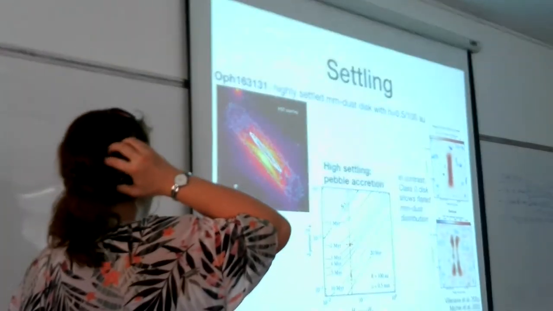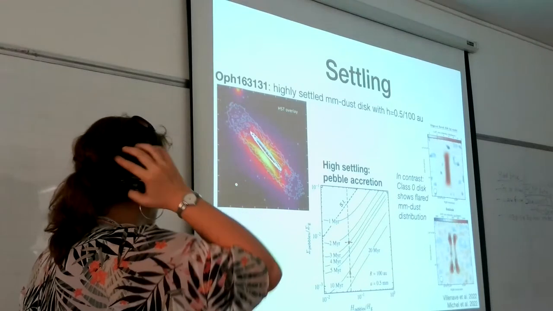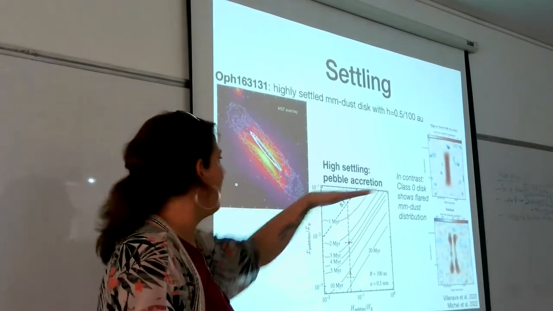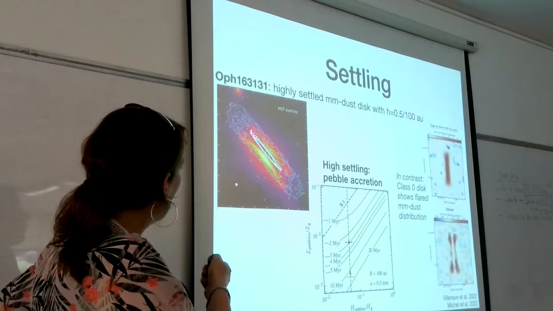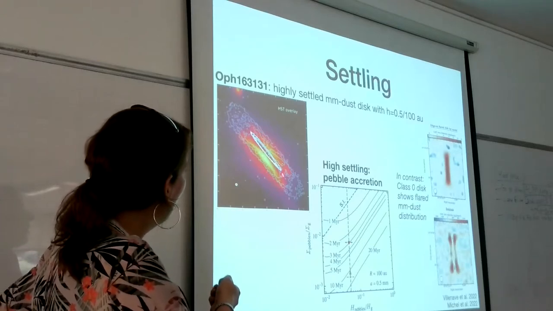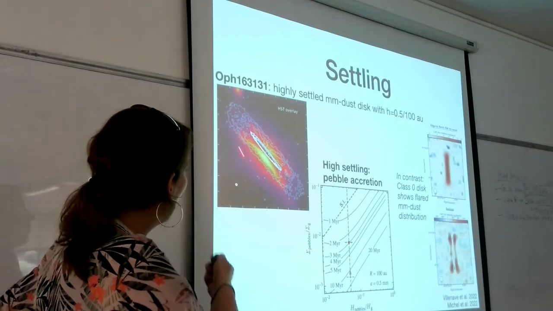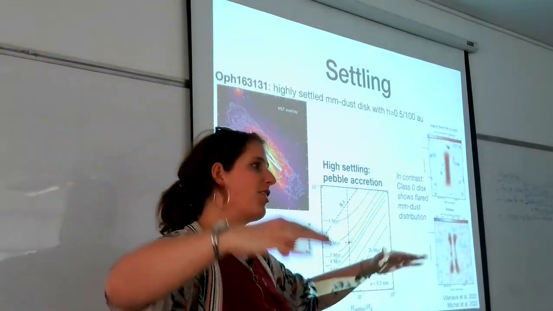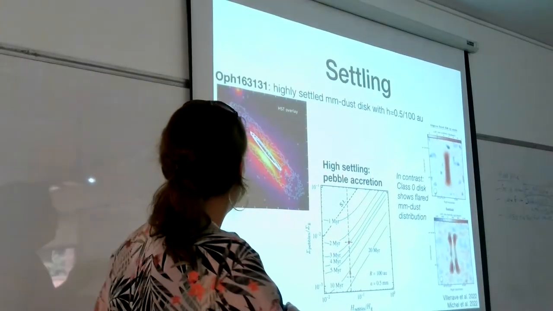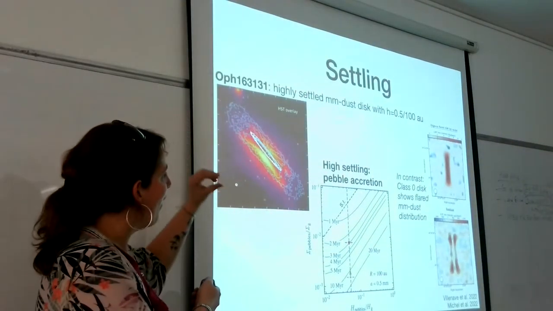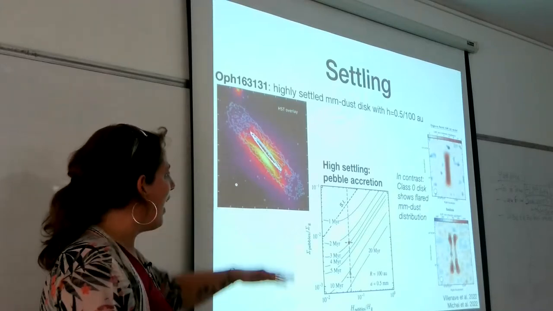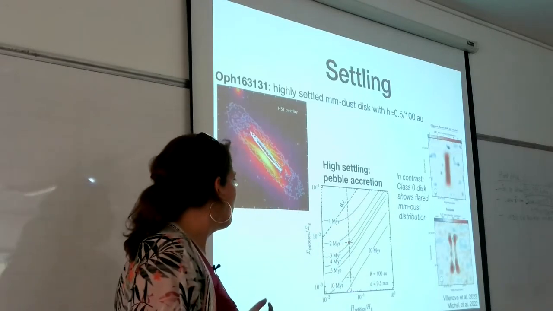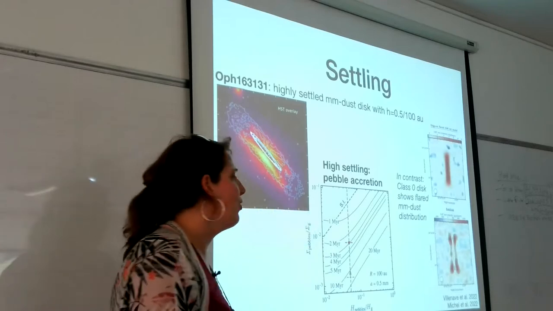And there's another very beautiful example of settling that came out earlier this year in the Oph 163131 disk. There's an edge-on disk that we're looking at from the side. They measure the dust continuum emission here in white contours, and in the colors and the blue contours, we are measuring the CO emission. So the CO emission is showing the flared disk structure, the extended vertical height of the gas, but the continuum is extremely flat. In fact, the settling is so high that you get a really, really high dust to gas ratio, and that enhances pebble accretion.